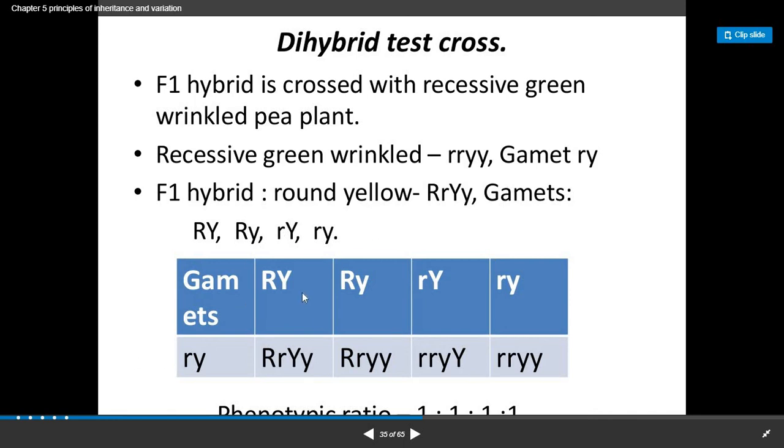So this is how the gametes are there, and the results are obtained in tabular form, and the phenotypic ratio of this dihybrid test cross is 1:1:1:1.